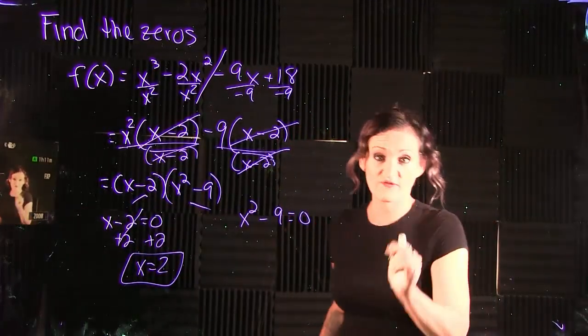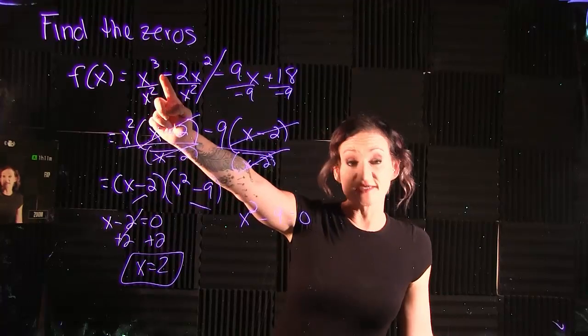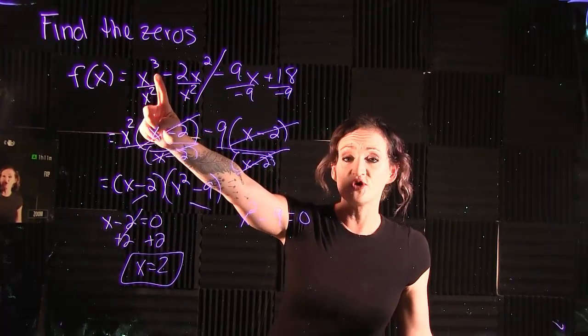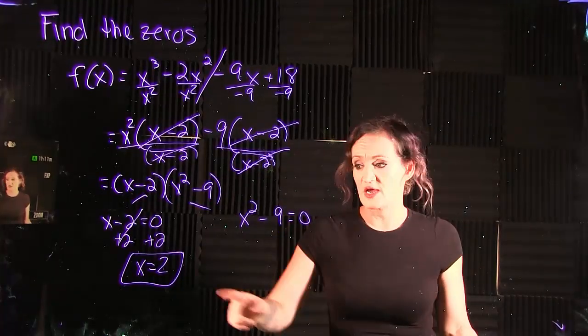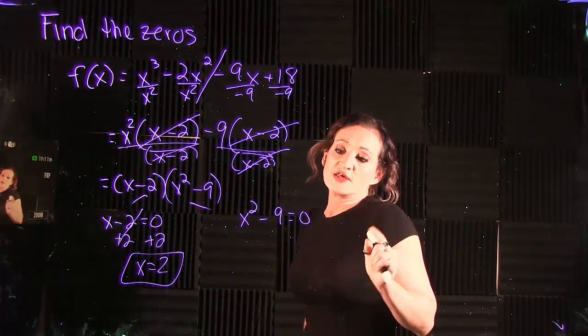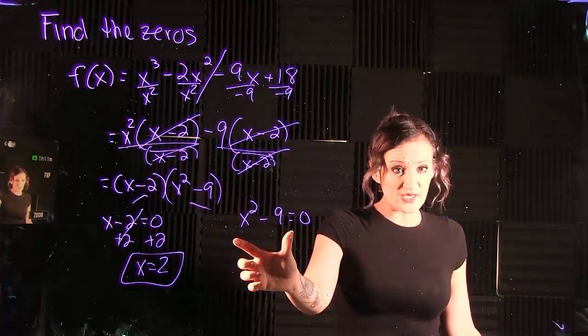That's our first solution. Remember that this is a cubic, so the fact that this is cubic tells us we should have 3 solutions to this problem. The first is x equals 2. Solutions 2 and 3 are going to come from solving this little mini equation.